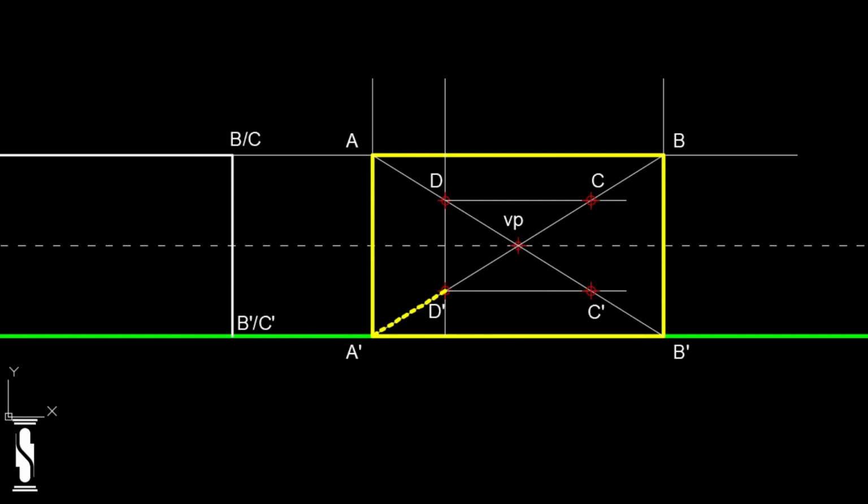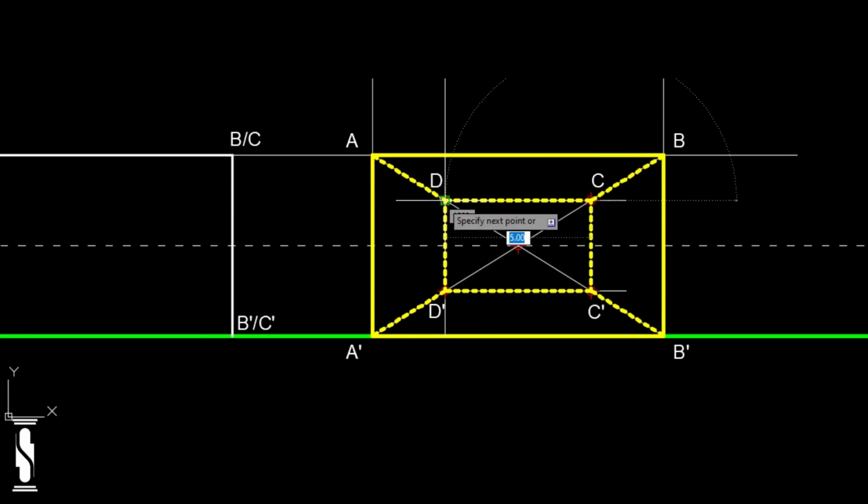Now, join the point A to D, B to C, A dash to D dash, B dash to C dash, C to D, C dash to D dash with dotted line to complete the perspective view of given cuboid.